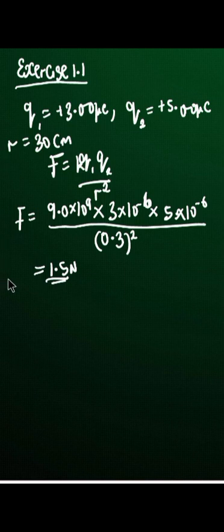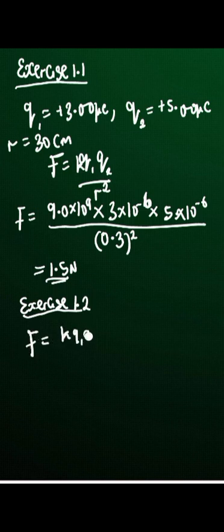So our next exercise is exercise 1.2. It says determine the electrostatic force between two equal charges of 5 microcoulomb separated. So it means that the two charges have 5 microcoulomb each. It's very easy. K Q1 Q2 over r squared.